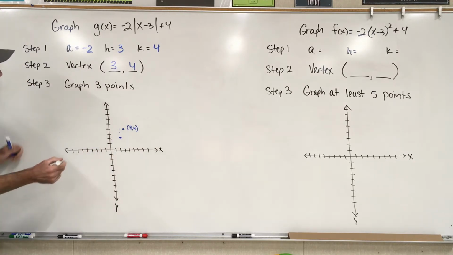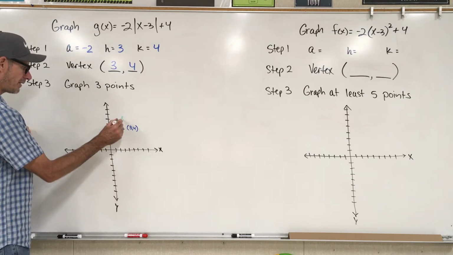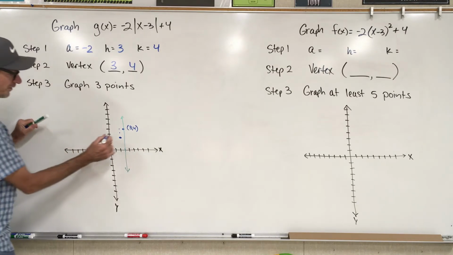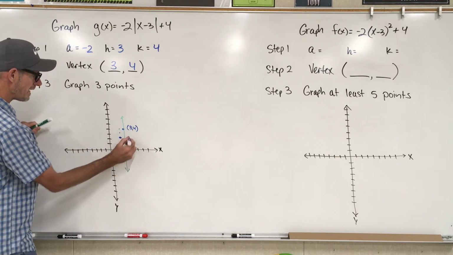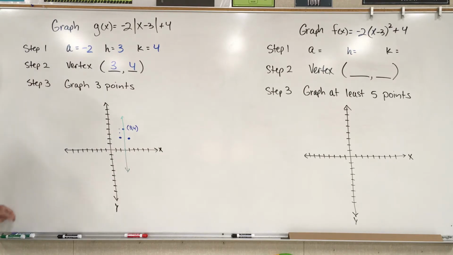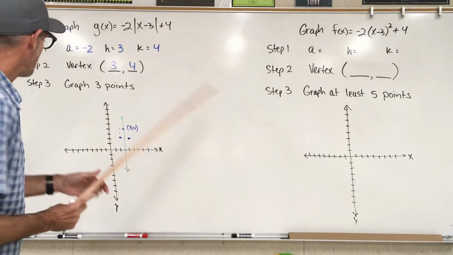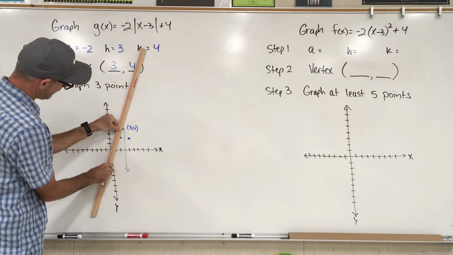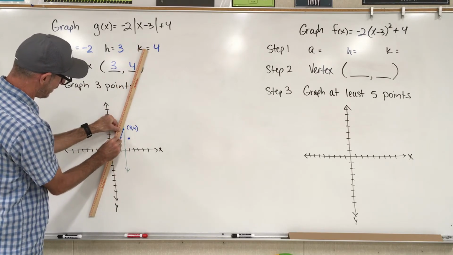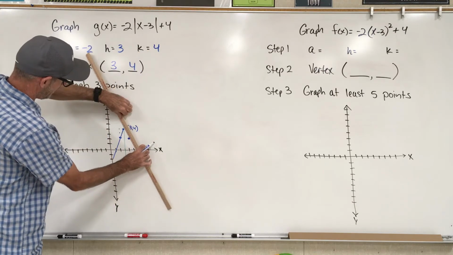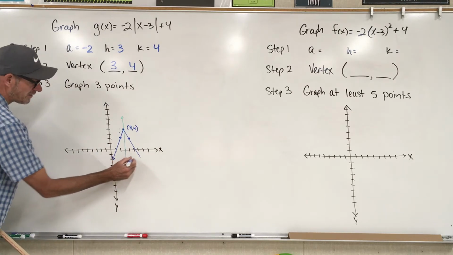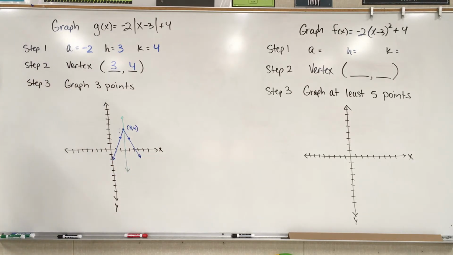And I know that my axis of symmetry is going to look like this. So there's going to be a symmetrical point on the other side of the axis of symmetry right here. So that is all of the points that I need to make this graph. Because the V-shaped absolute value graph is made up of 2 straight lines. So if I put 1 straight line here and 1 straight line here, that is enough information to see what the graph looks like.